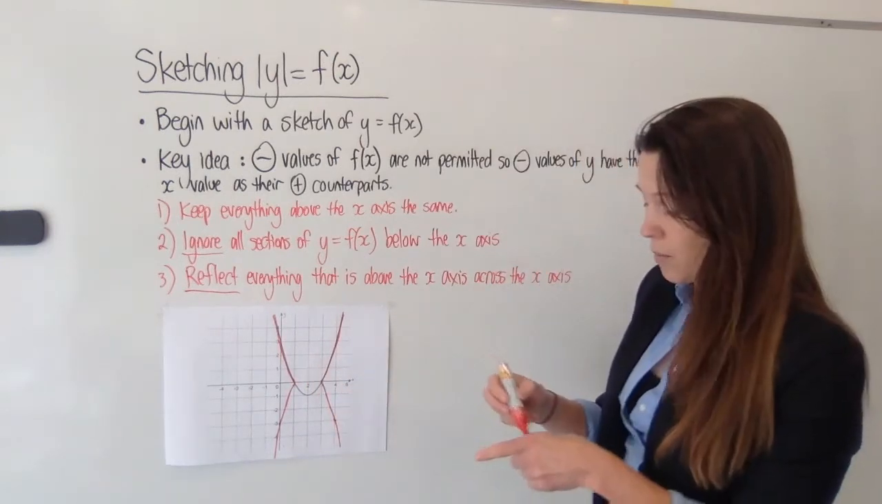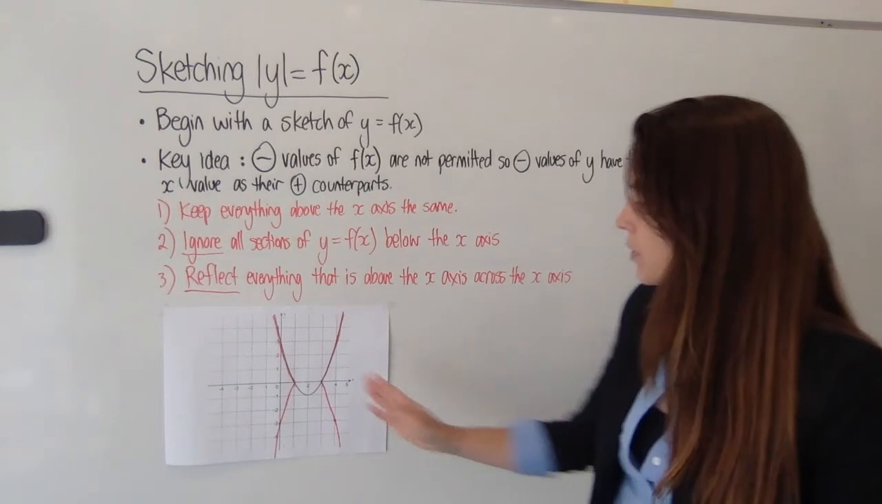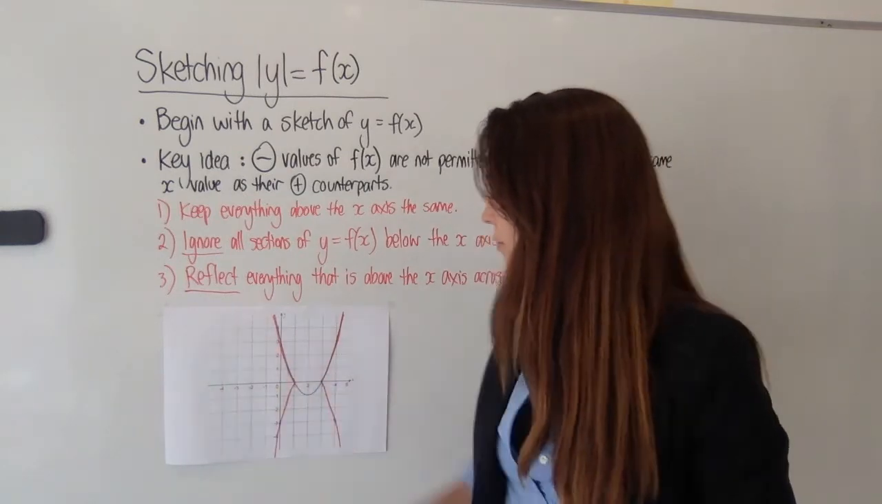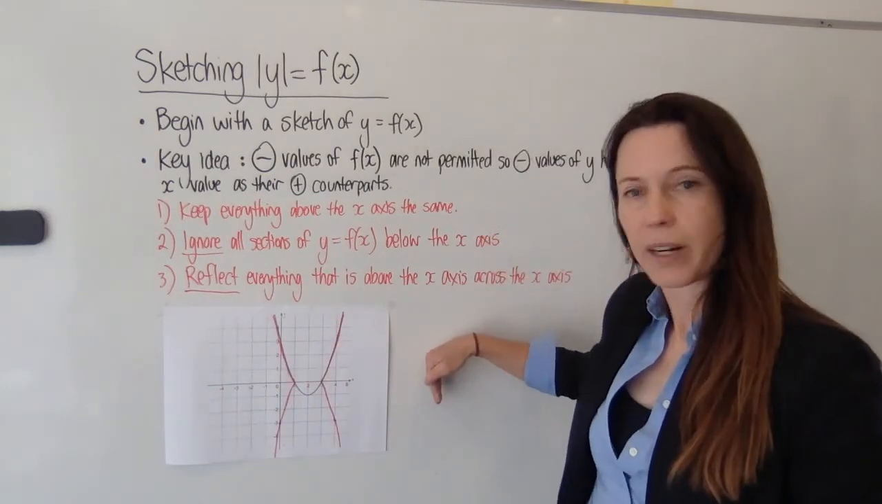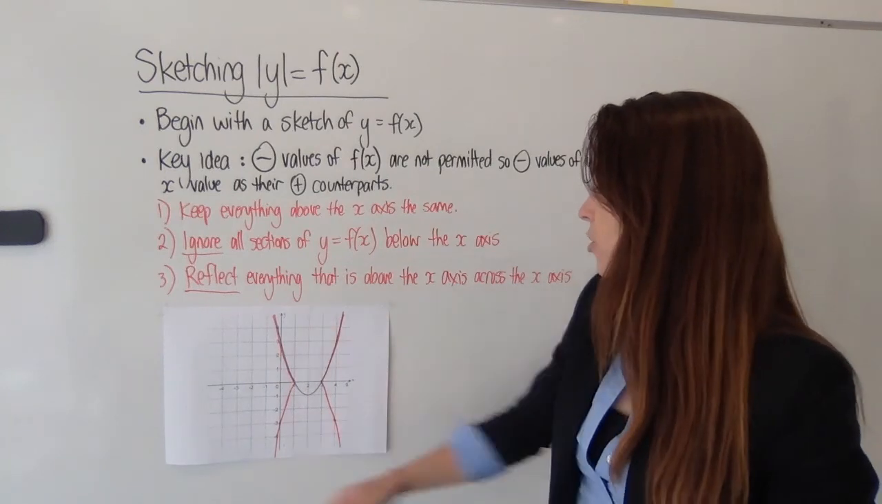So if you're looking at the domain of this graph, you'd say that x is less than or equal to 1, or x is greater than or equal to 3. And you'd say that the range is all real y.